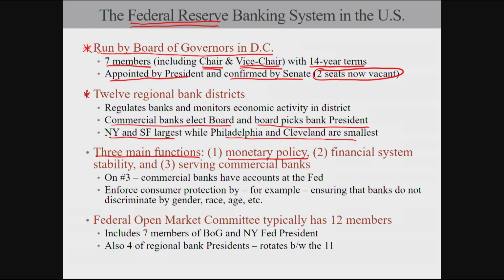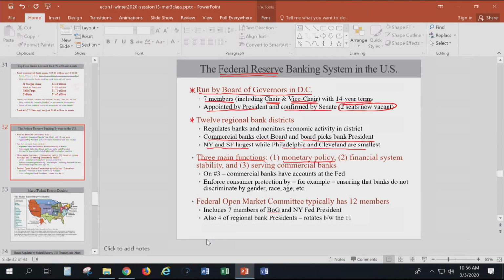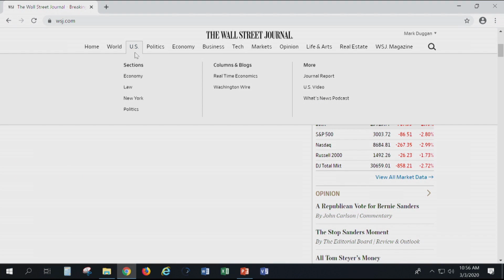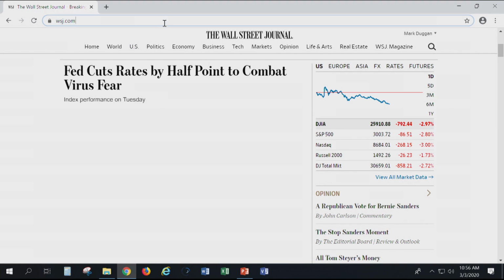I mentioned to you the Wall Street Journal, let's see if there's been any update to what the Fed is doing. So the Fed cuts rates by 0.5 point.